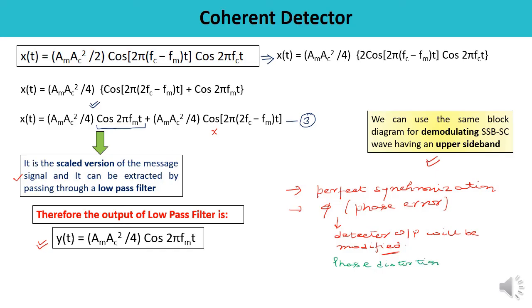And this phase distortion does not have a serious impact in the case of voice communication, but of course, in the case of the transmission of music and video, it will have intolerable effects. So this is how you can explain what will happen if there is not a perfect synchronization, and what the impact is on the output of the detector.